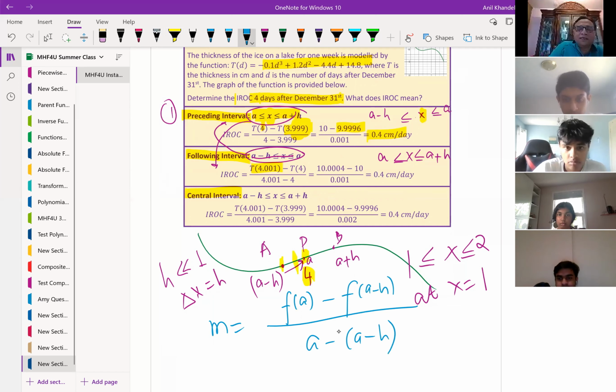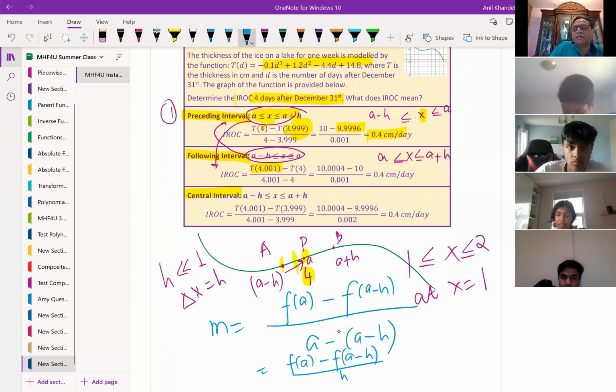Correct? So basically, in the denominator, minus a will cancel. And what you get is basically f of a minus f of a minus h divided by h, where h is very, very small as compared to 1. That means h is approaching 0. Is that clear to you? Very, very small means approaching 0, at least 0.001. At least 0.001. Is that okay?